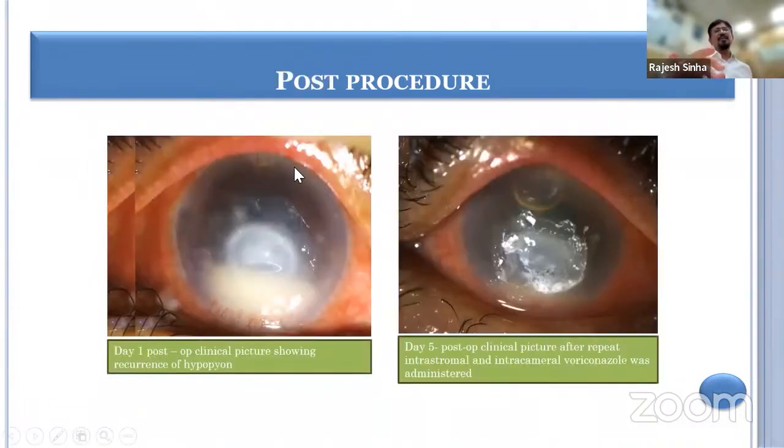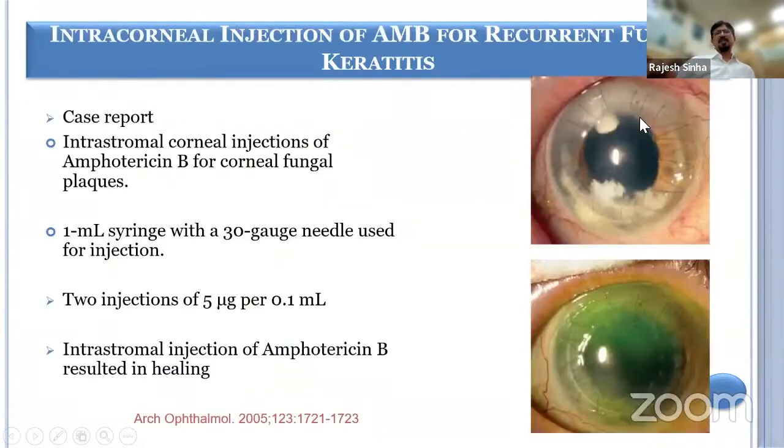This is after the first injection. This is day 1 post-op. And then in this particular patient, this is day 5 post-op after the second injection. And then the patient required a third injection as well.